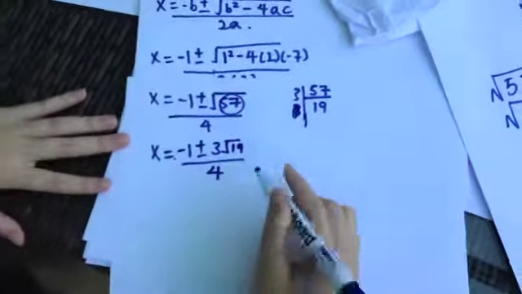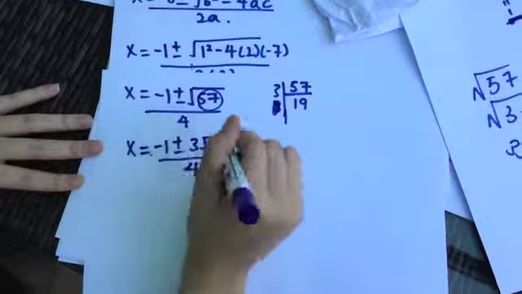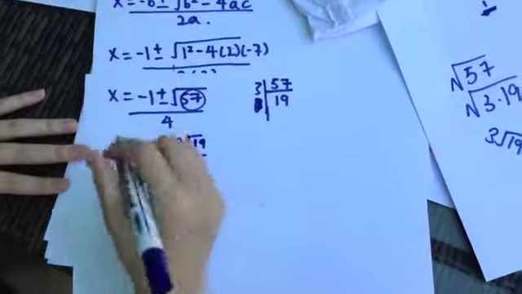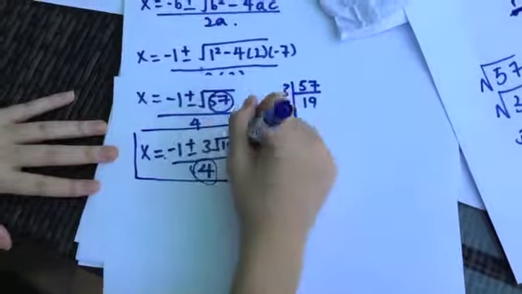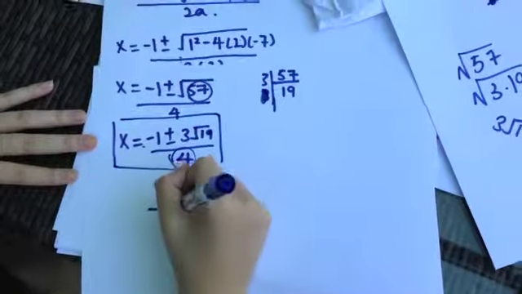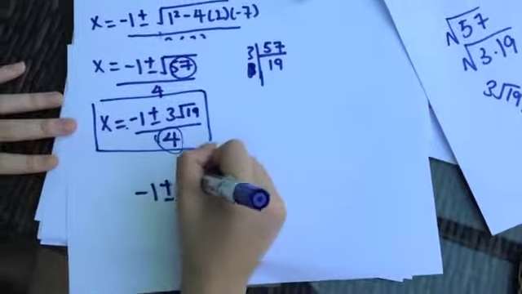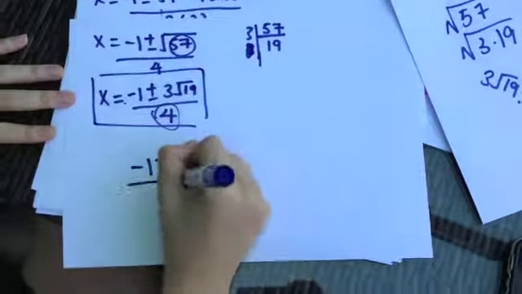Since we can't simplify anymore, since not all of these numbers fit over 4, we'll just leave the answer like that. So the answer would be negative 1 plus or minus 3 square root of 19, over 4.